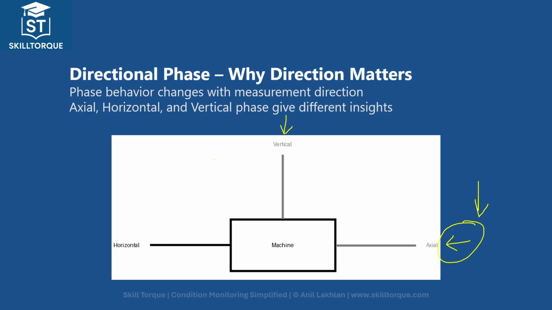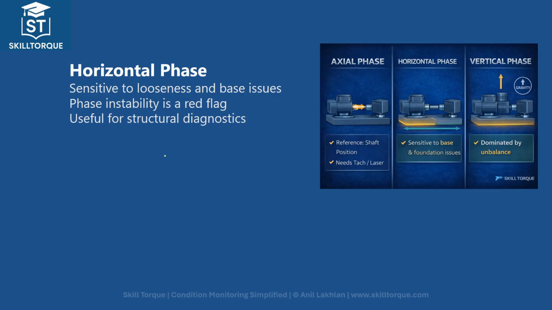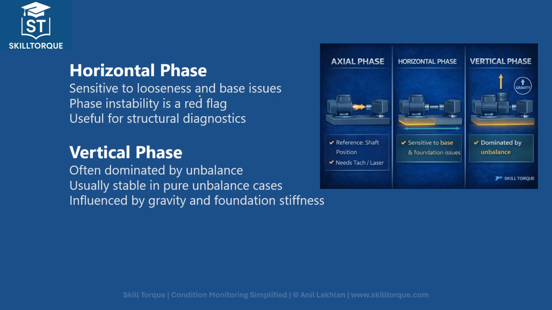Now if you go with the horizontal phase, it is more sensitive to looseness, unbalance, or any kind of foundation issues, or especially structural flexibility issues, because normally the machines are vertically grouted with the help of bolts. So if there is any flexibility in the structure, since no additional strength has been added on the horizontal side, you will see a rocking kind of movement, to and fro, especially on the horizontal side of the machines, right? So if there is any kind of phase instability in this case, that is a kind of red flag for this particular machine.